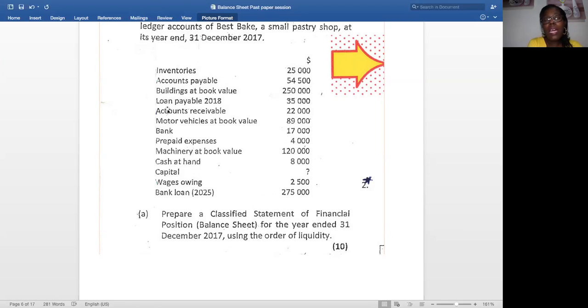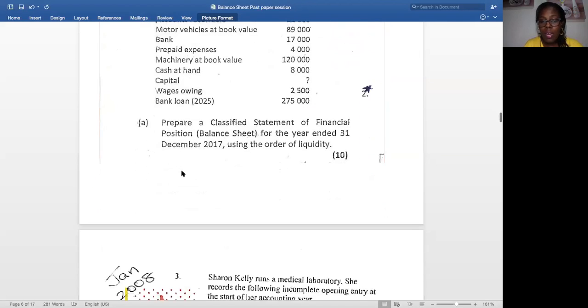And the liquidity has to do with how quickly something can be turned into cash. So when they say order of liquidity, that's what they're talking about, how quickly something can be turned into cash. Cash is the most liquid because it's already in the format of cash. So when we're working with liquidity, cash comes first. Then you have maybe inventory or receivables. So we would go through that. We're going to go through this question last.